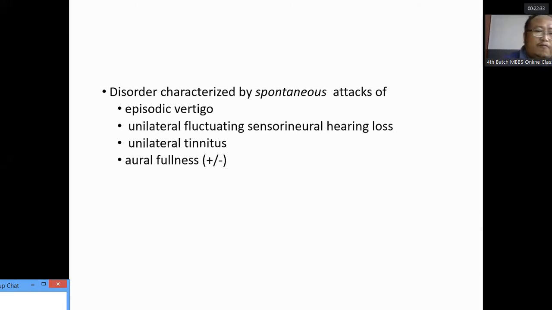These are the four important components of Meniere's disease: vertigo, sensorineural hearing loss, tinnitus, and aural fullness.